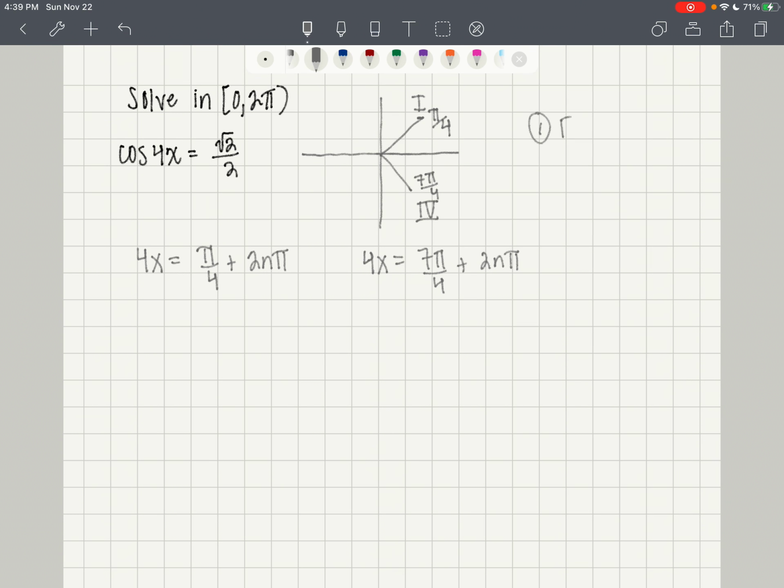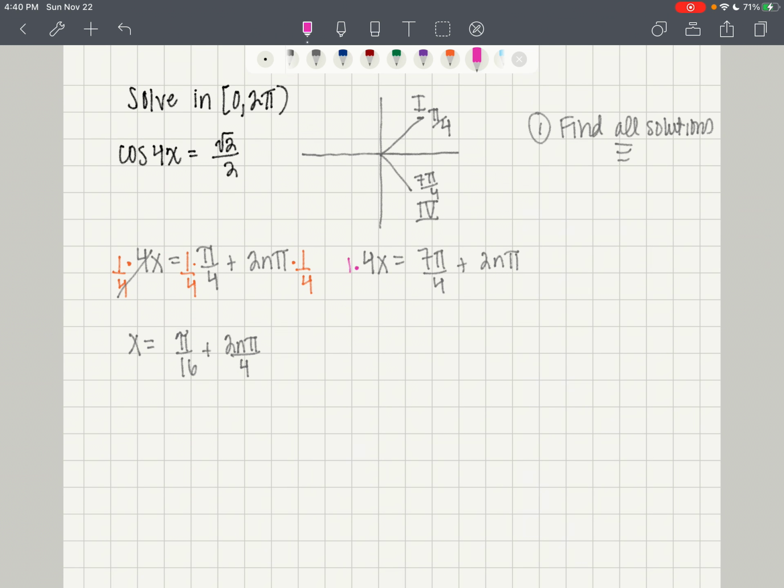The reason I'm going to first find all solutions is because that multiple angle is going to give us a lot of answers. And those many, many answers are only going to be able to be found if we can find all the coterminal angles first, then use some algebra to find the specific angles between 0 and 2 pi. I'll show you what I mean. I multiply each term by 1/4, and x is going to equal pi over 16 plus 2n pi over 4.